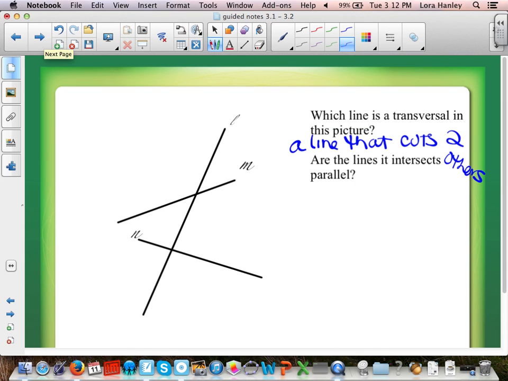So if you look at this picture, line L would be our transversal because it's cutting through M and N. Now, would we say that M and N are parallel lines? No, because those lines, if they were extended, would definitely intersect each other. So parallel lines are lines that never intersect.